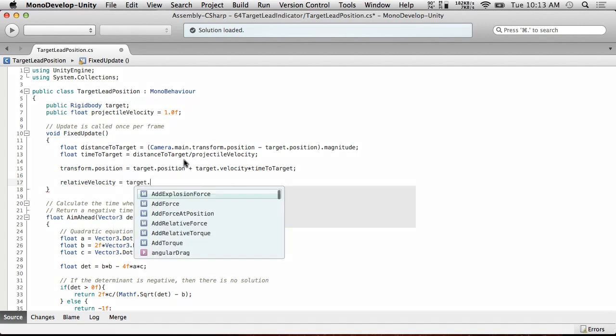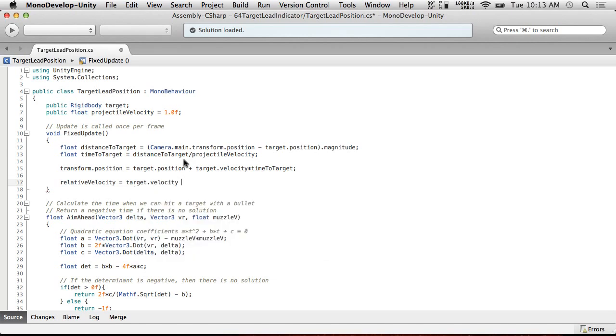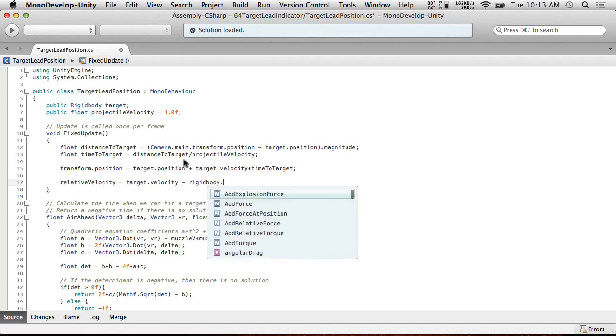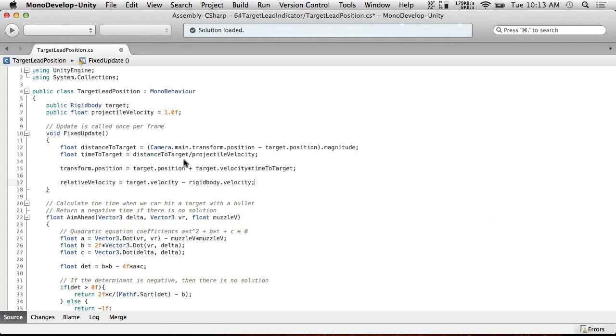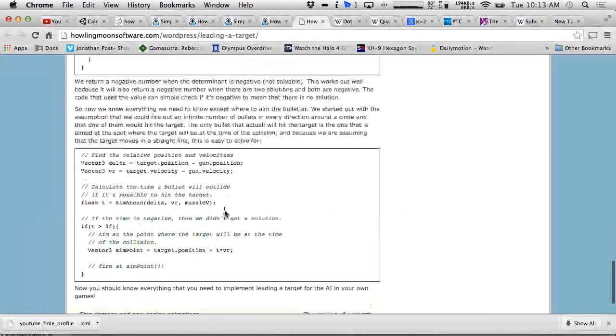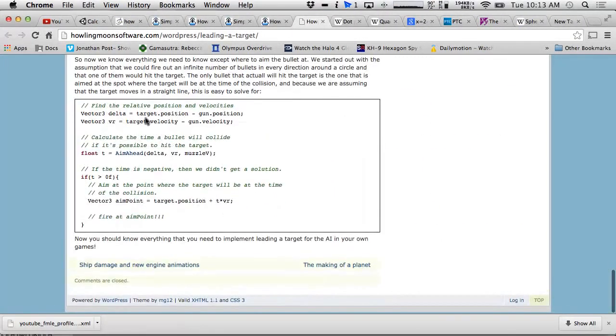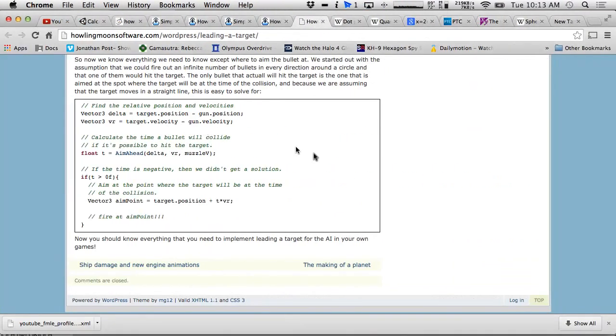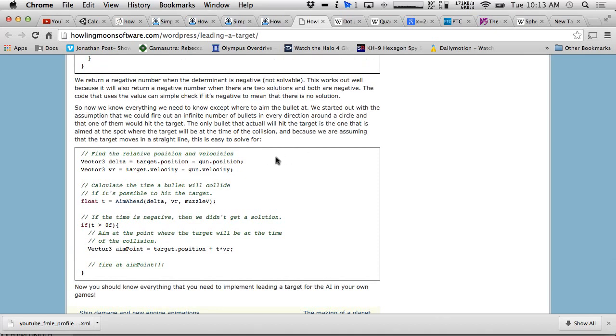So relative velocity equals target dot velocity minus rigid body dot velocity. Is that right? Actually, let's just see what he did here. So target velocity minus gun dot velocity. Okay, perfect. That's exactly what we did. Delta is target position minus gun position.